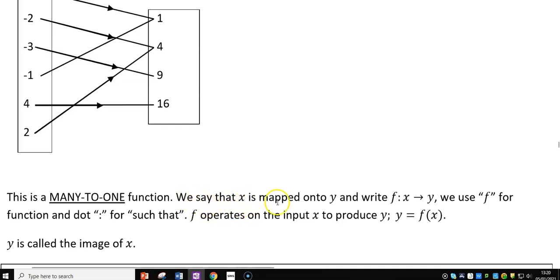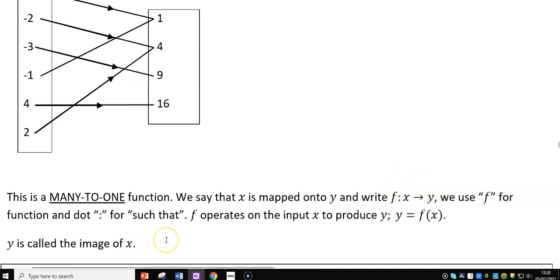Okay, a wee bit of definition here, notation I should say. It says we say that x is mapped onto y, and we write f: x goes to y. We use f for the function and the double dot for such that, and it means f operates on the input x to produce y. So you could also say y is equal to f of x, but when we're talking of functions, they're very fond of writing it this way. So it means the same thing. If you think about it, f of x means you put x into your function and out comes y. Same thing here, you have your function and x becomes y.